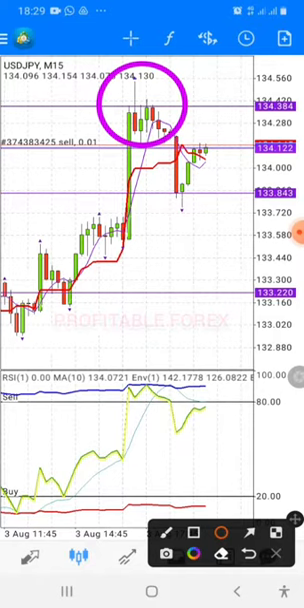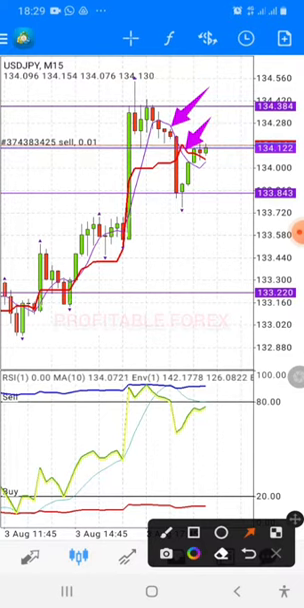Then after that, you have to look out for your moving average and your Ichimoku crossing on the chart, like we have over here. That's the moving average and there's the Ichimoku.